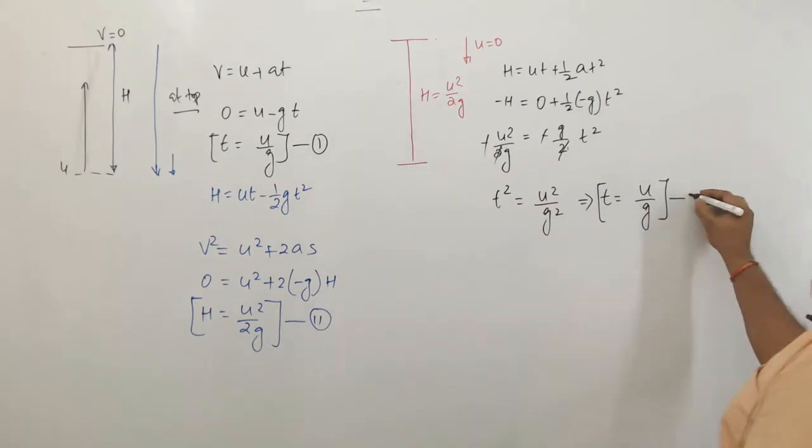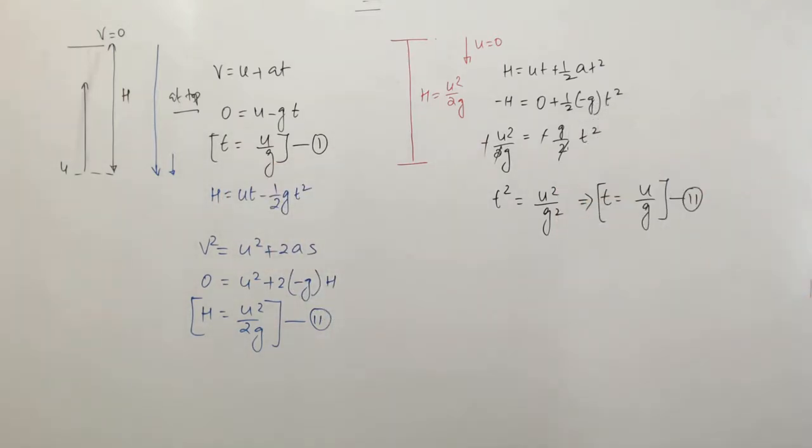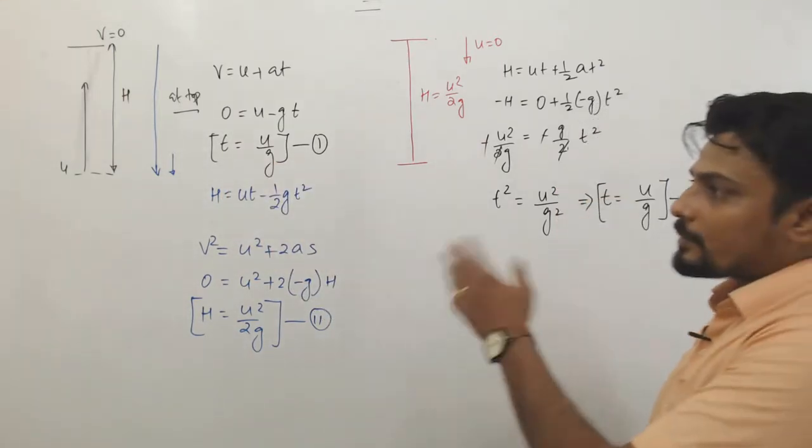Now let's have a look at this one, number 2 and number 1. So the time it takes to come down is the same as the time it takes to go up. So one part is proved.